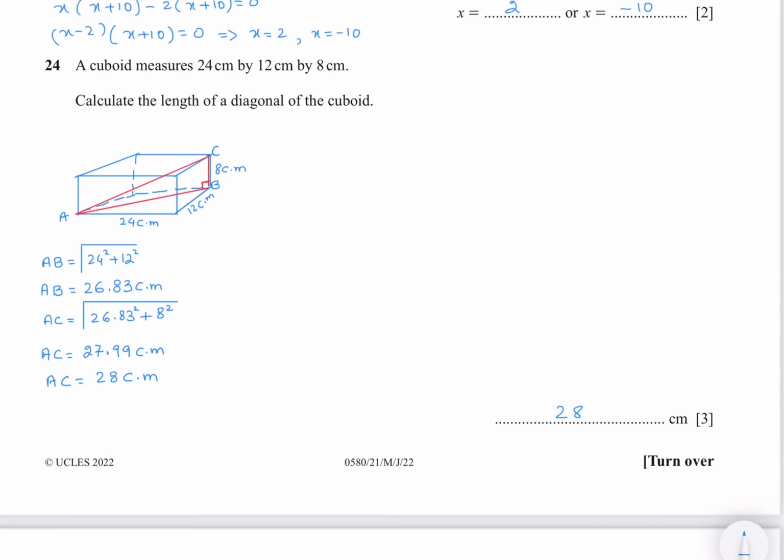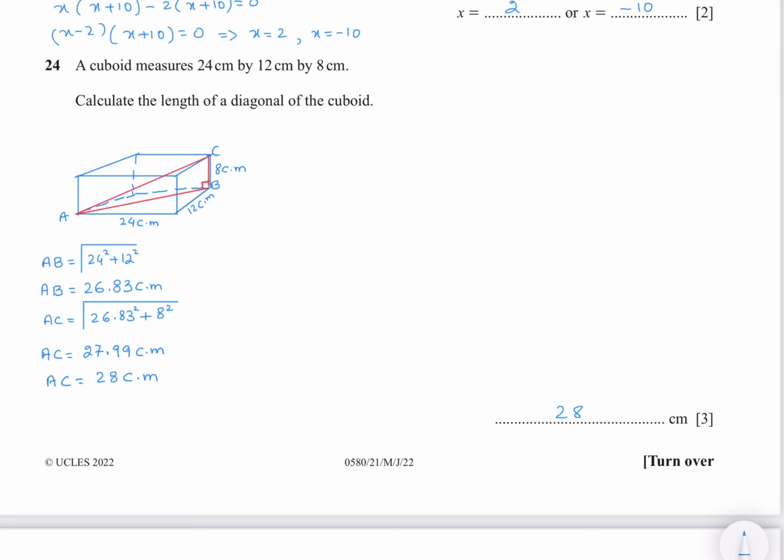A cuboid measures 24 centimeter by 12 centimeter by 8 centimeter. Calculate the length of a diagonal of the cuboid. So I made the diagonal. Actually, diagonal is your AC. 24, 12 and height I have written, and I wrote A, B, C just for your convenience.